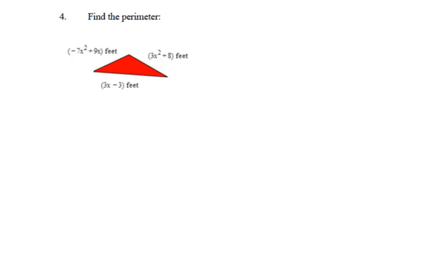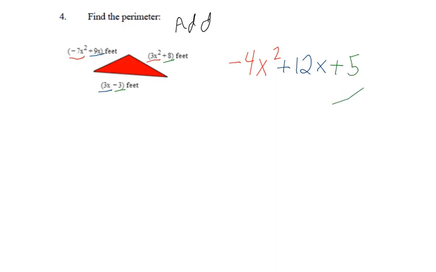In question 4, we'd like to find the perimeter. Perimeter just means add. So we will add the like terms. I see negative 7x² and 3x². Negative 7 plus 3 is negative 4x². As for x's, I see 9x and 3x. 9x plus 3x is 12x. And then finally, for numbers, I see 8 and minus 3. 8 minus 3 is 5. And that's our answer.